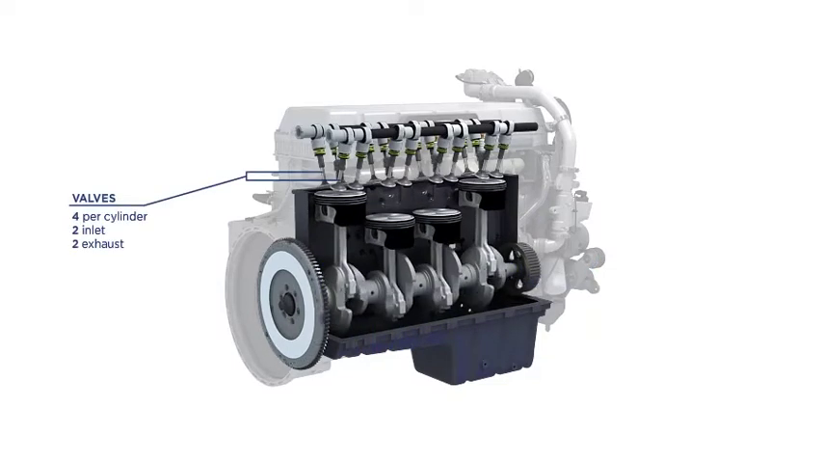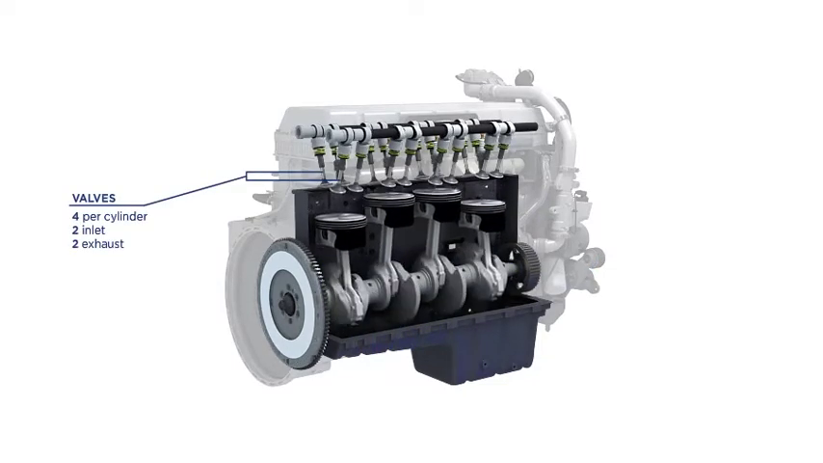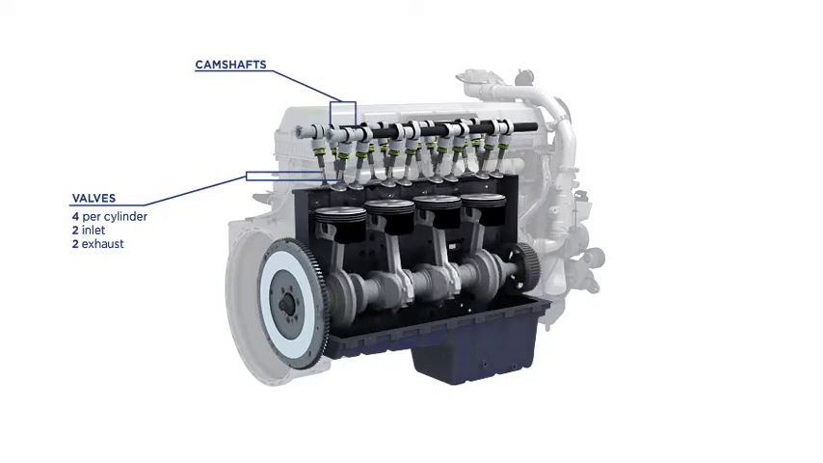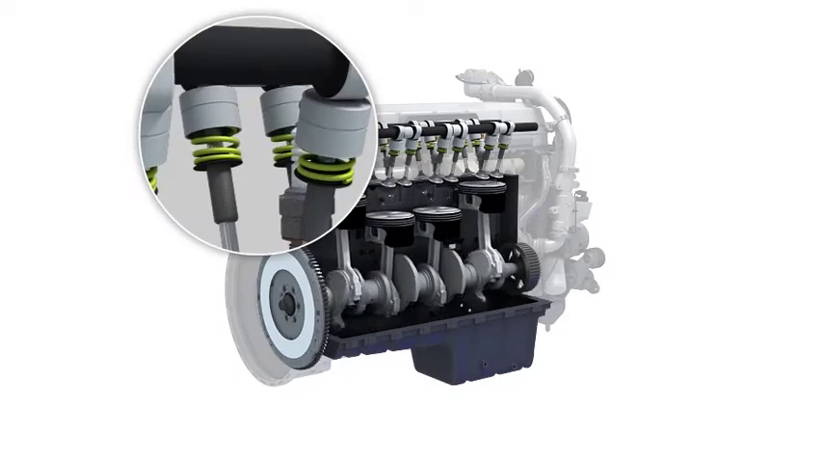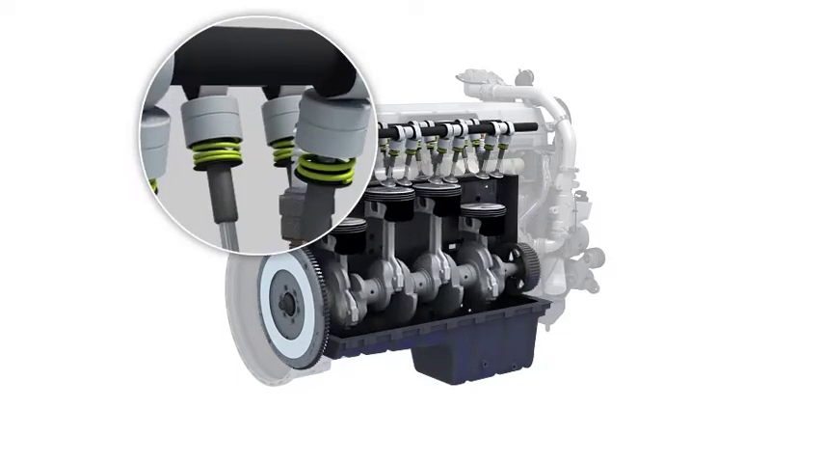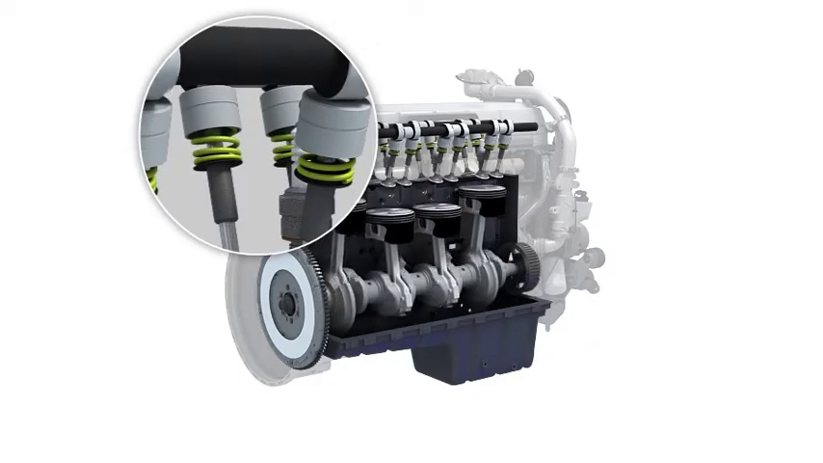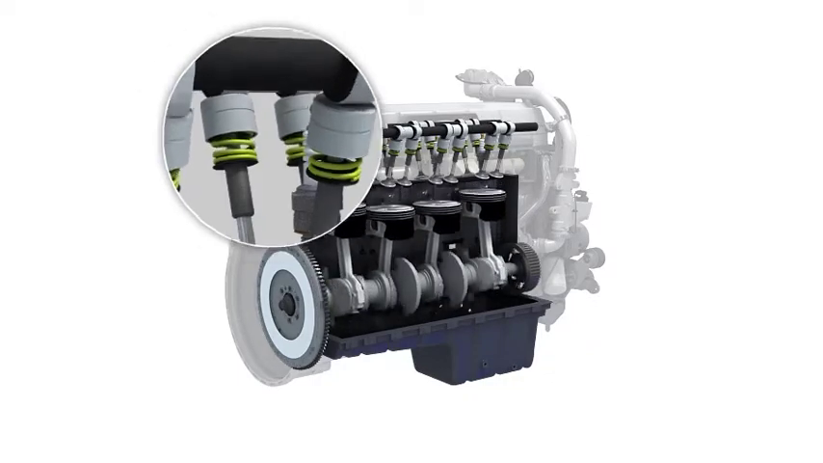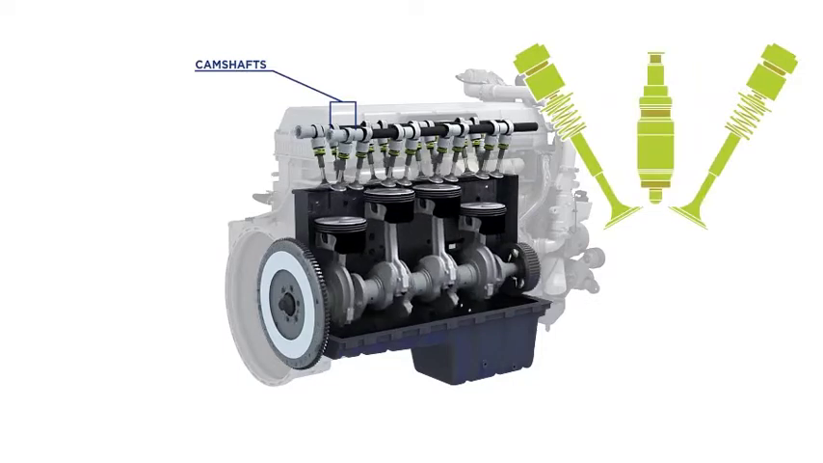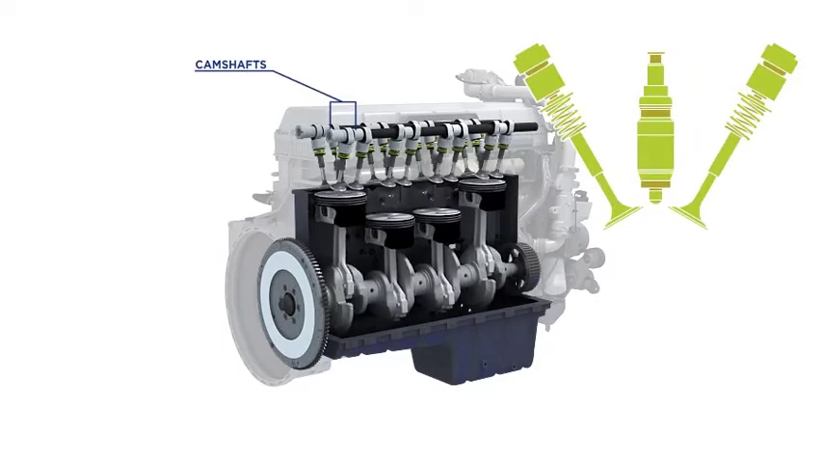The valve train includes valves, rocker arms, push rods, cam followers, and a camshaft. The valves in the cylinder head control air and exhaust gas flow into and out of the cylinders to facilitate combustion. The camshaft controls timing for the open-close duration.